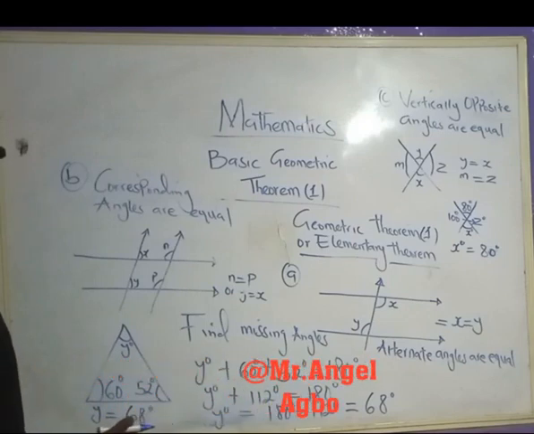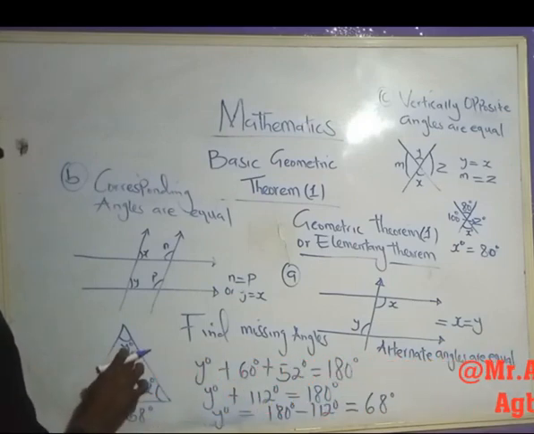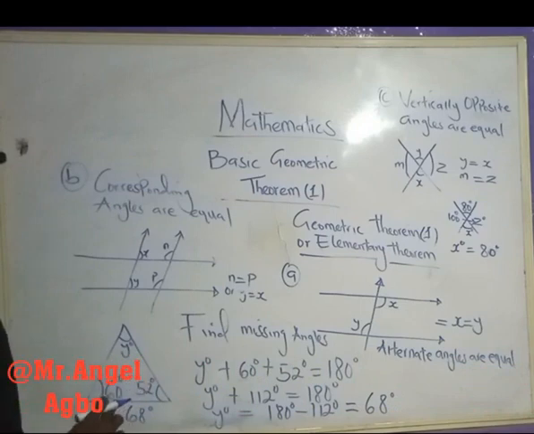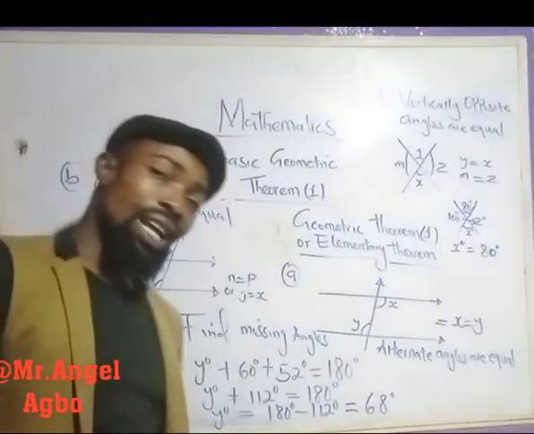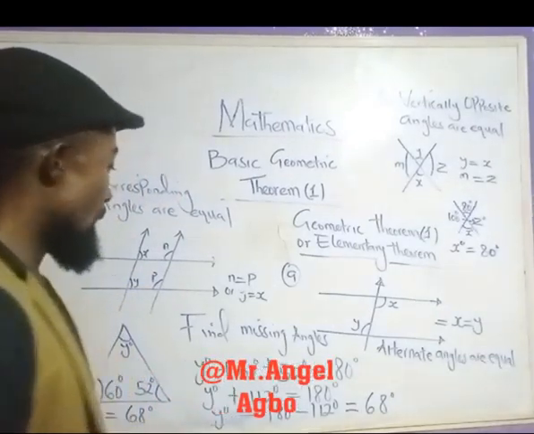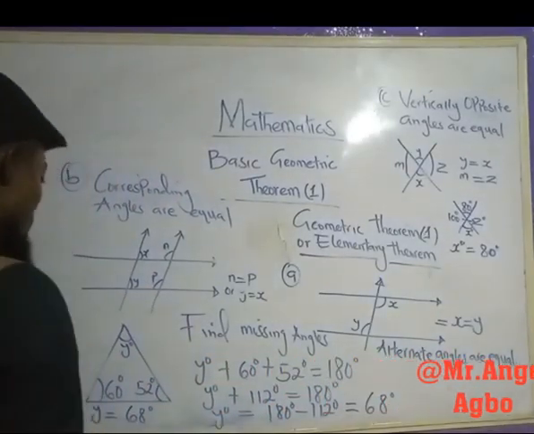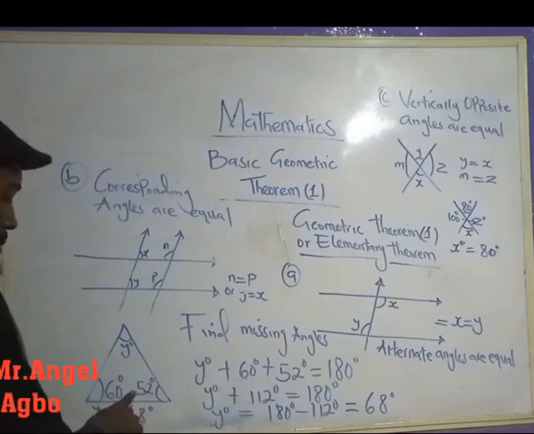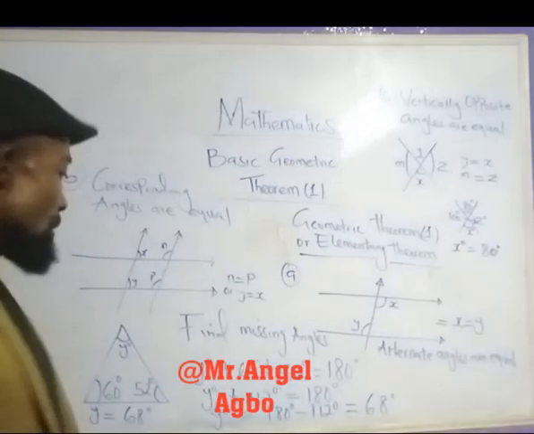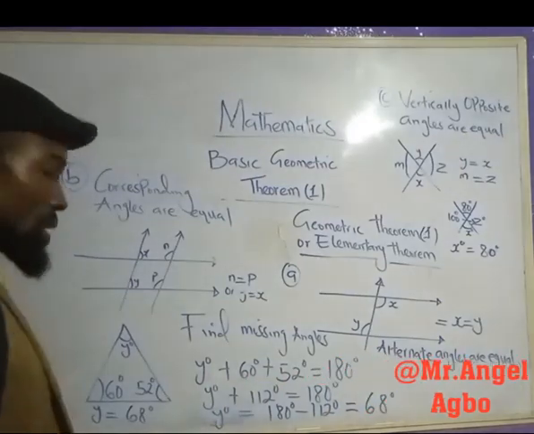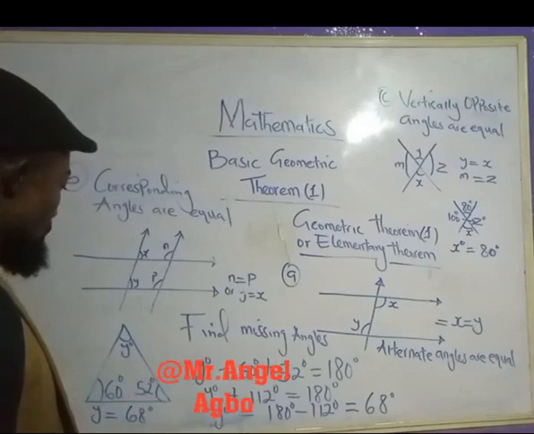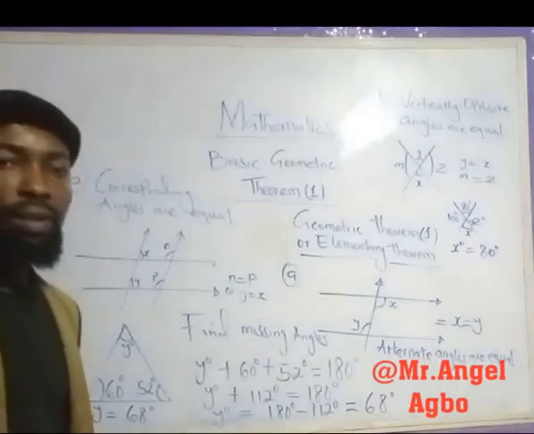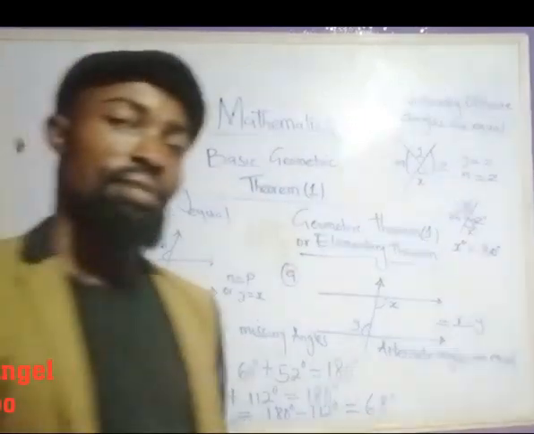So what it means is that with 68 in this position, 60 here and 52 here, by the time we add all of them together, we're going to have 180 degrees. Yes. 68 plus 52 here will give us 120 degrees. Plus 60 is 180 degrees.